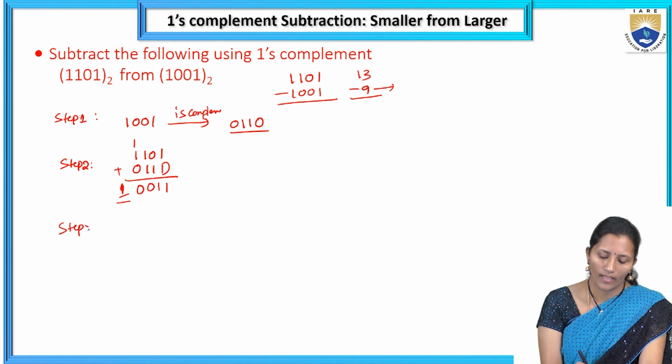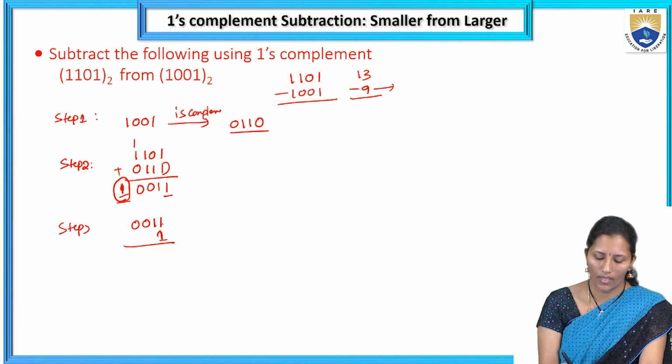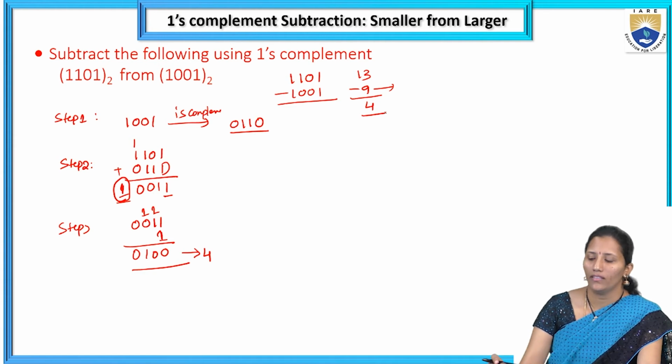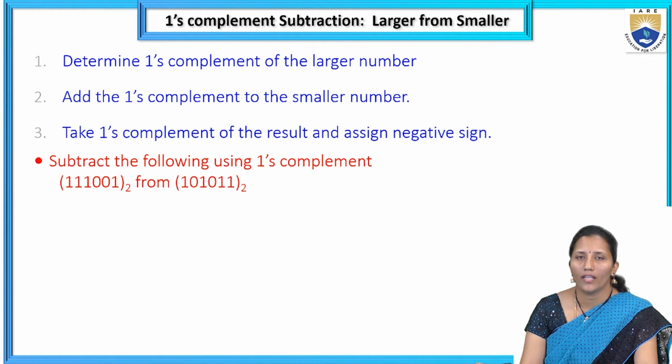So in step 3, we have to add this carry to the LSB. So 0, 0, 1, 1 and this carry added to the LSB. So 1 plus 1, 0, carry forwards to the next stage. 1 plus 1, 0, carry forwards to the next stage. 1, 0, 0. So this is 4. So 13 minus 9, we are getting 4. Okay, this is the procedure for ones complement subtraction of a smaller number from a larger number.